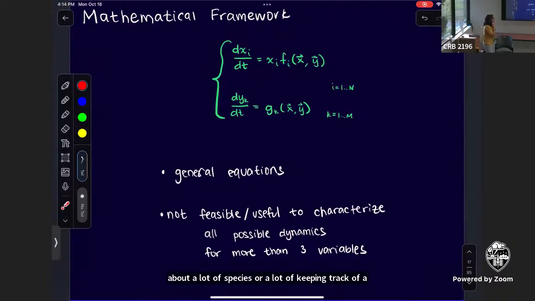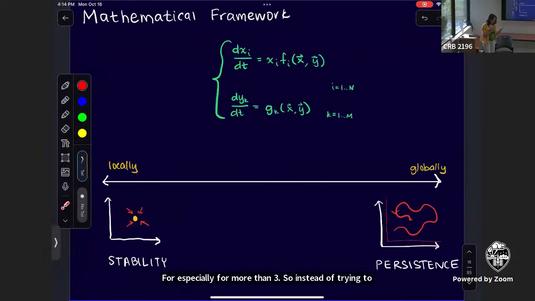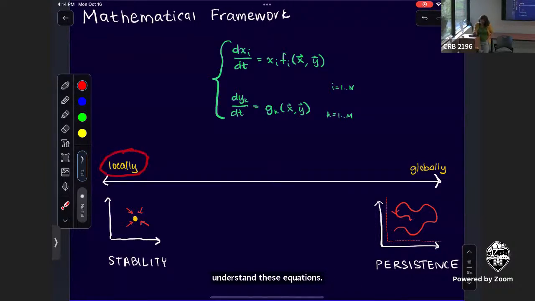And so it's not always feasible or useful to think about characterizing all possible dynamics, especially for more than 3 variables. So instead, we take a coarser grained approach to understanding these equations. On one end, we can look very locally, assuming there's some kind of equilibrium point. We can look locally around that and see if you perturb the population densities in one way, or perturb the frequencies within the species in some way, does it go back to that equilibrium state? And on the other end, we can look really globally, using the mathematical notion of coexistence called persistence. So I'll describe what I mean by that.